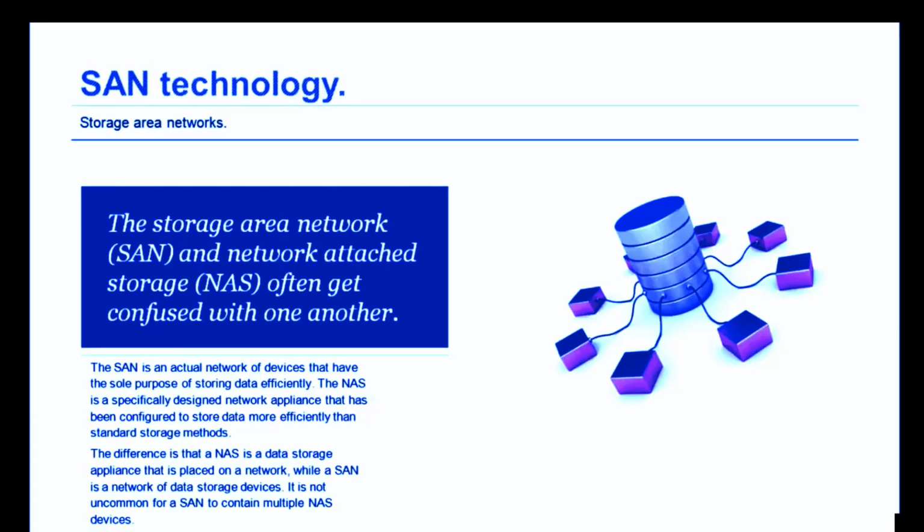The storage area network, or SAN, and the network attached storage, or NAS, often get confused with one another, but they are different. The SAN is an actual network of devices that have the sole purpose of storing data efficiently. On the other hand, the NAS is a specifically designed network appliance that has been configured to store data more efficiently than standard storage methods. The difference is that a NAS is a data storage appliance that is placed on a network, while a SAN is a network of data storage devices. It is not uncommon for a SAN to contain multiple NAS devices.